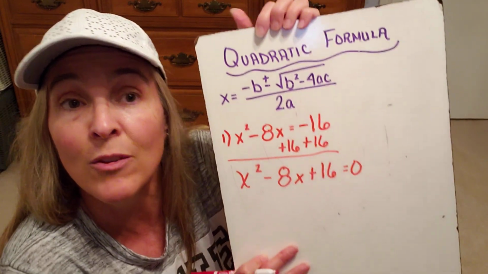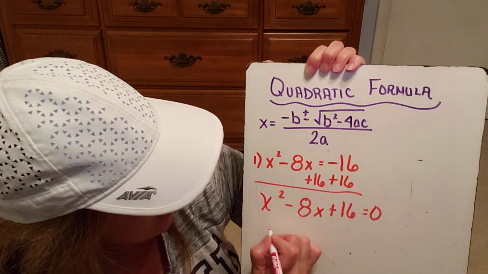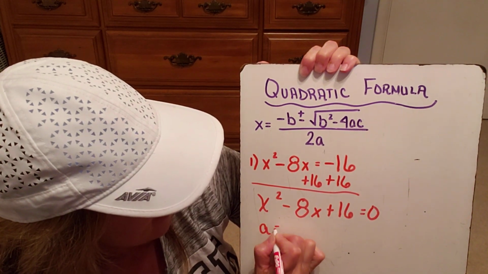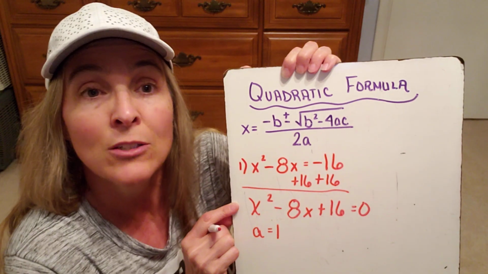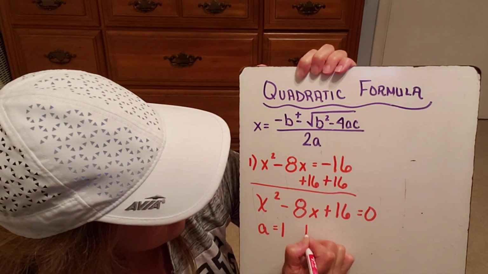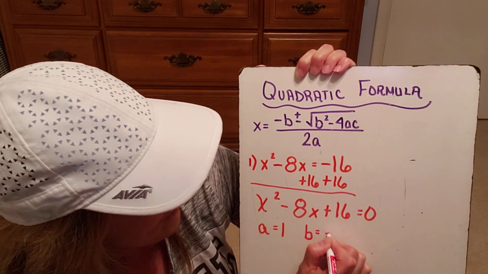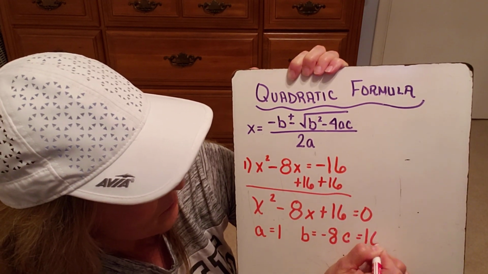That gives me x squared minus 8x plus 16 is equal to 0. Now that I have that, the quadratic formula works beautifully, because I know that my a is equal to 1, and I would go ahead and write this just so that you can visually see what your a, b, and c are. b is equal to negative 8, and c is equal to 16.